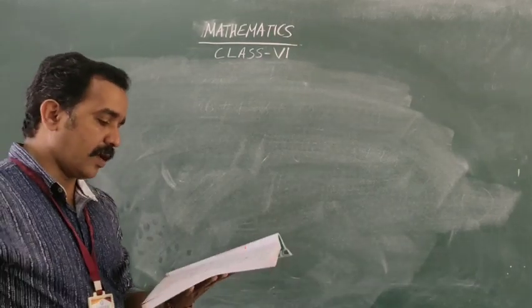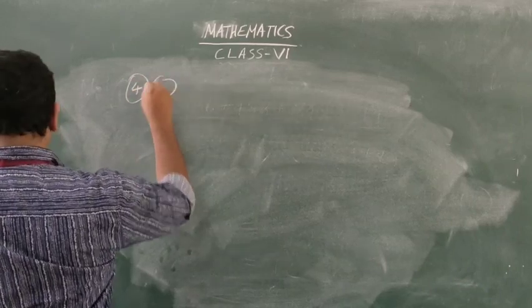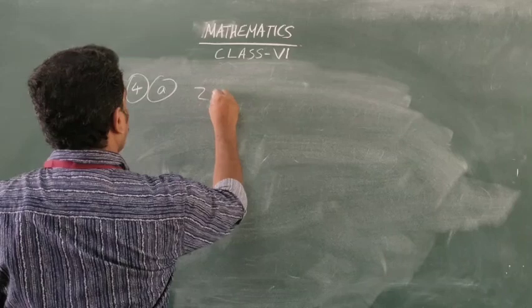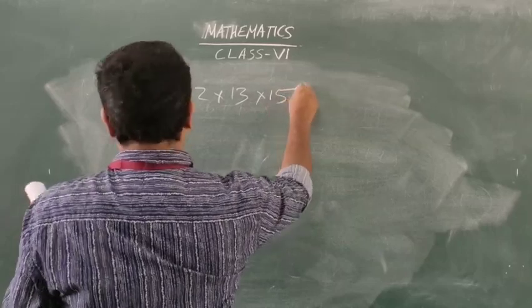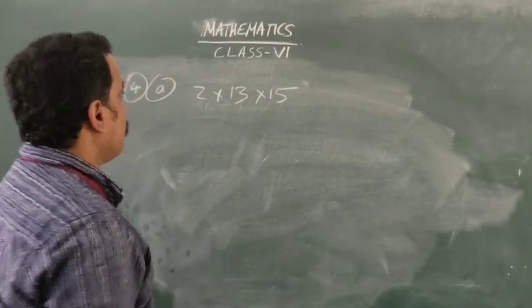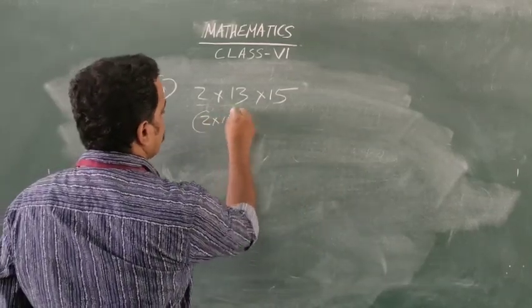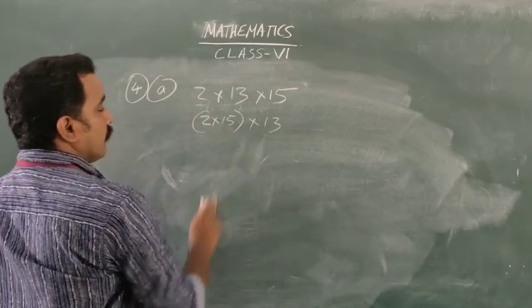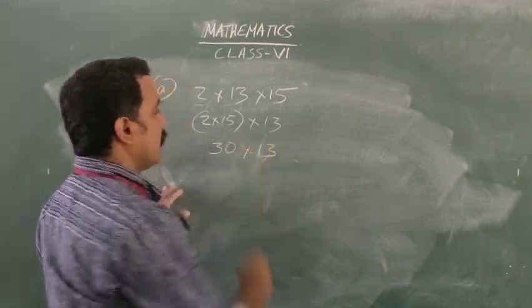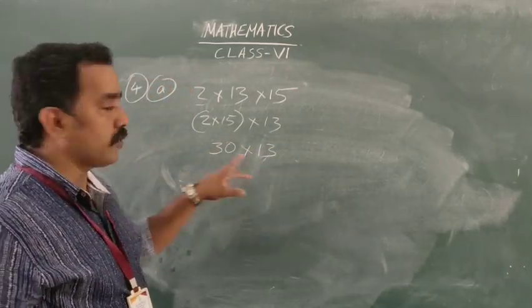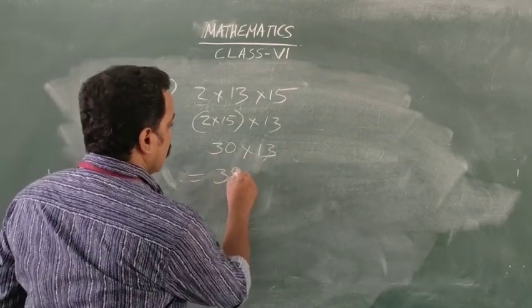Evaluate by using rearrangement, multiplication. Here one question I will do: 4 × 2 × 30 × 15. Multiplying 2 into 15 is easy, so you can write 2 into 15 first, 2 × 15 = 30, then into 30. Now 30 into 13: we multiply 3 into 13 and add 0. 3 13s are 39, and 0.